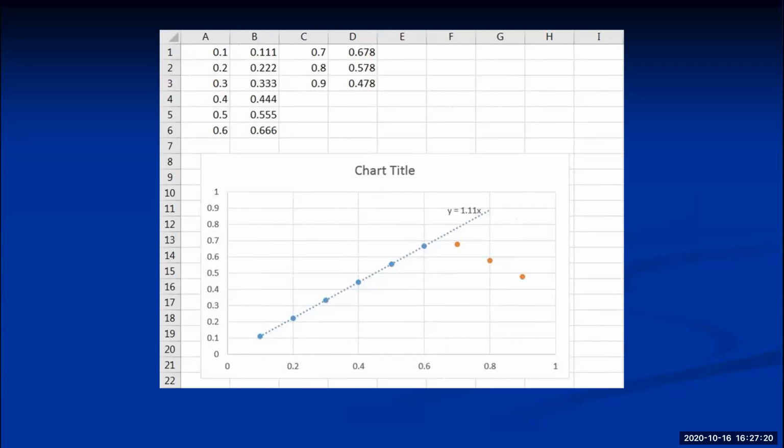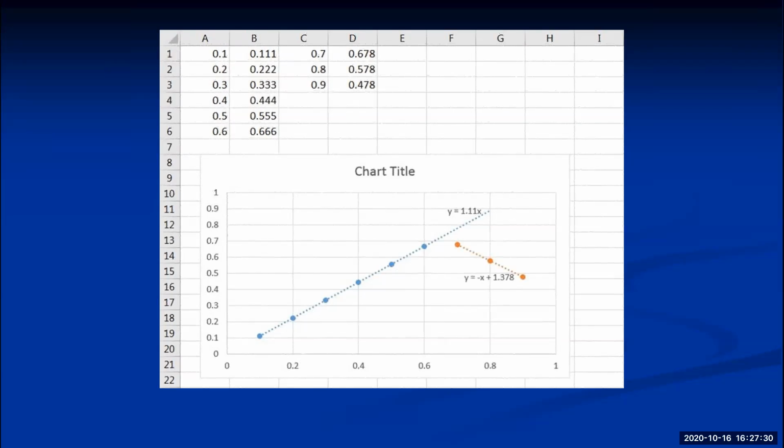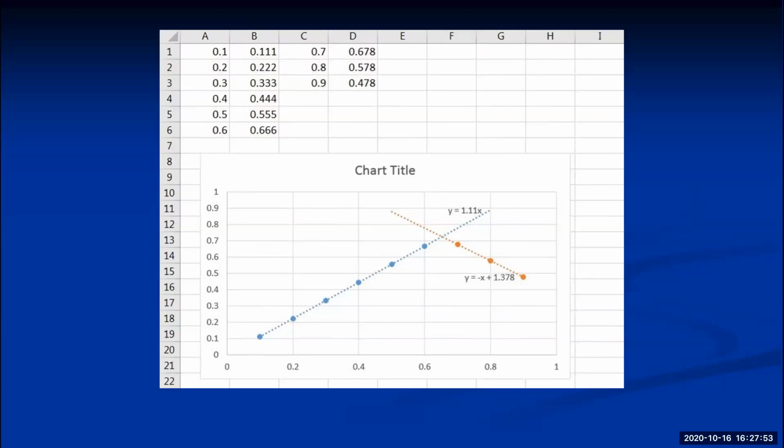So when they get placed on here, you can see they're in a different color, and you can see that as the mole fraction goes up, the absorbance goes down. We'll once again have Excel determine the line of best fit, and it'll give us the equation for the line, which here is y equals negative x plus 1.378, negative x because it's a negative slope. And what we want to do is we want to see where these two lines intersect. So we're going to ask Excel to take our orange line and extrapolate it before the first point we graphed, which was at 0.7 mole fraction, and it'll wind up going like this.